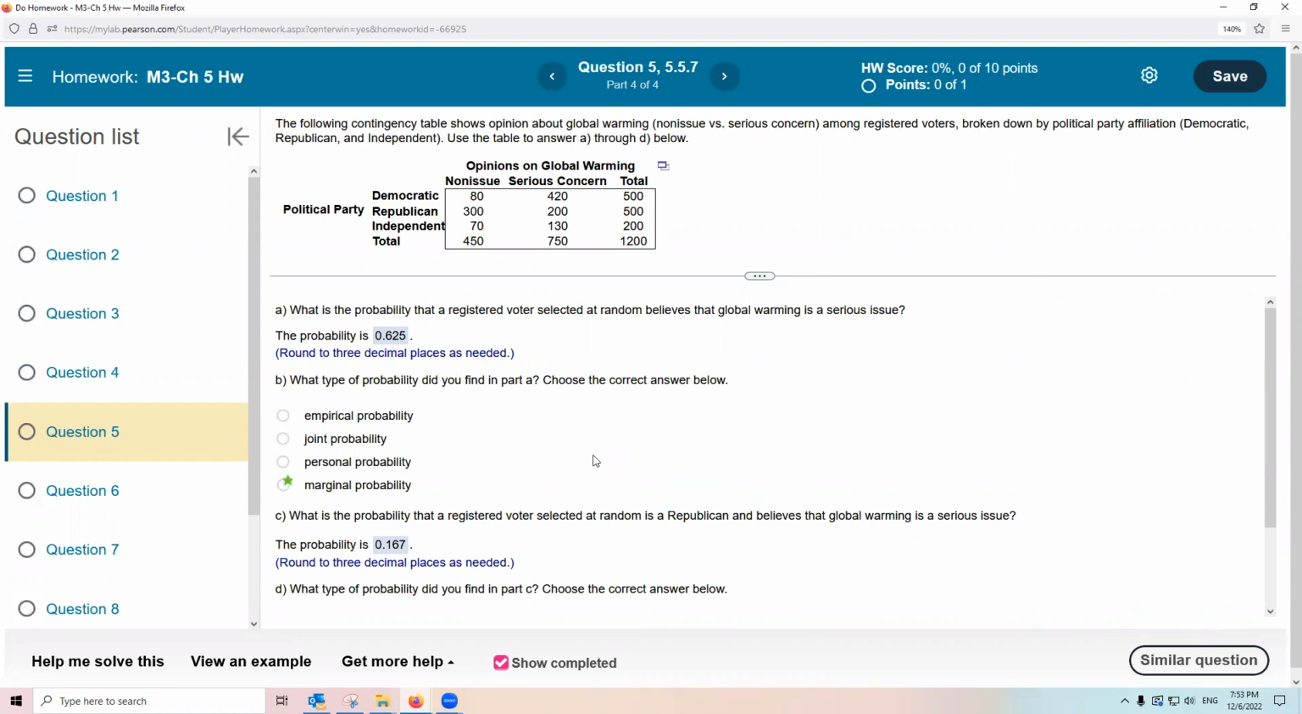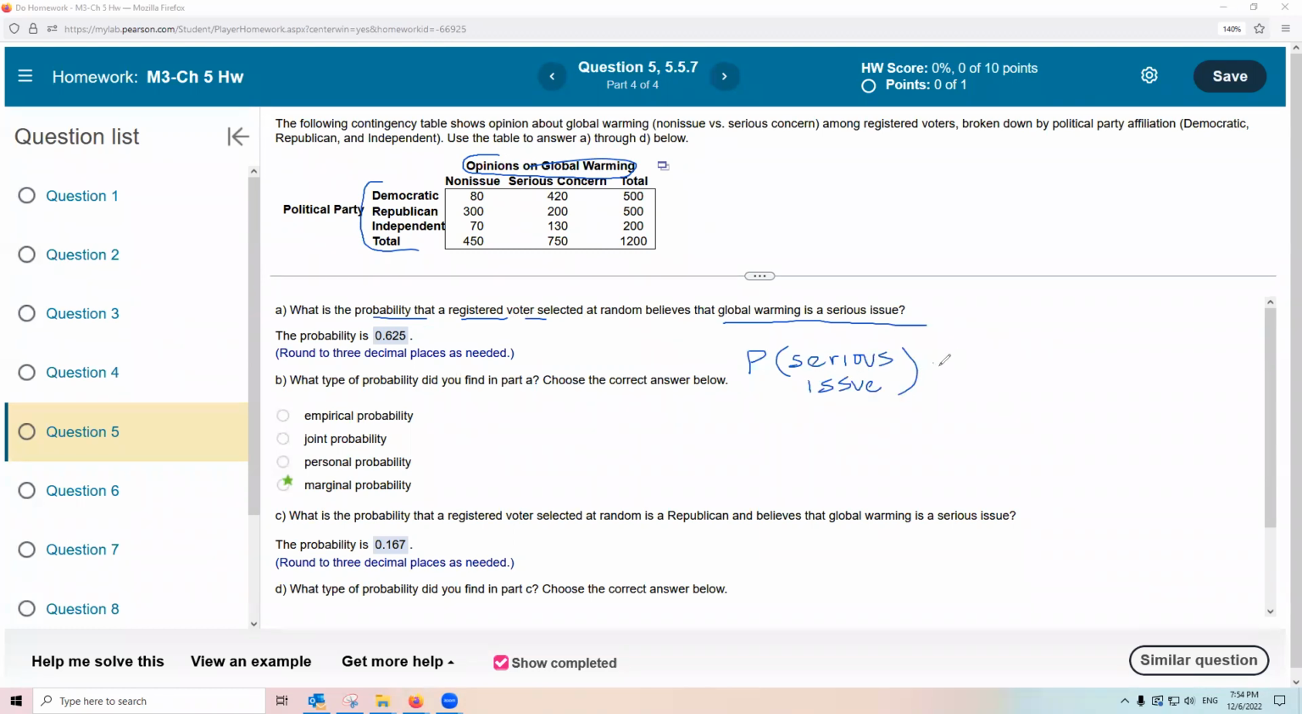So the next couple of examples are going to give you these tables and ask you to come up with probabilities based on analyzing a table like this. All right, so let's look at the table first. It looks like political party are the rows, and the columns are the opinions on global warming. All right, well, let's take a look at the first question. It says, what's the probability that a registered voter thinks that global warming is a serious issue? So I want to know the probability that people think global warming is a serious issue.